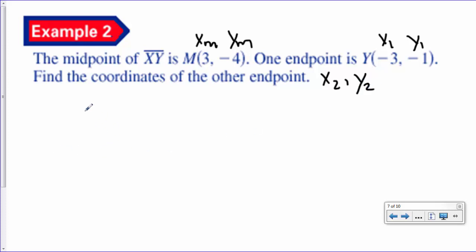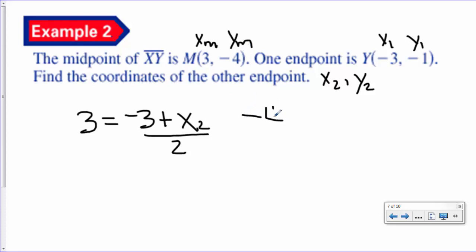I'll set up the equation exactly the same. The only difference now is I'm going to be putting in the numbers in a different place. In place of xm, put in 3 equals x1 is negative 3. The second x I don't know, divided by 2. Do the same for the y's. I know xm, I know ym. Plug in ym for the second part equals the first y is negative 1 plus the second y, don't know that yet, divided by 2.